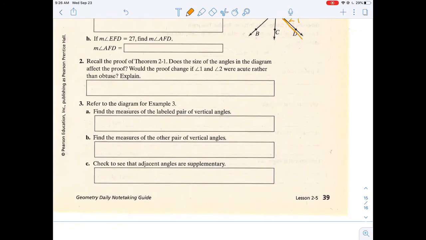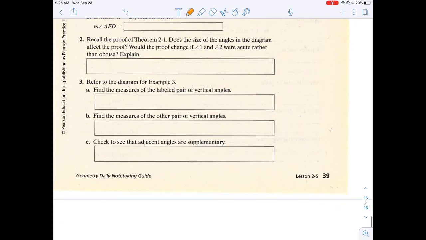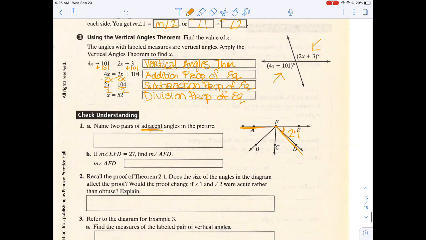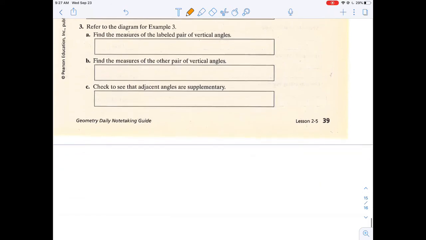Recall the proof in theorem 2.1. Does the size of the angles in the diagram affect the proof? Is changing the size of these angles right here going to change whether or not it's true? Refer to the diagram for example 3. So look up here, this diagram for example 3. Find the measures of the labeled pair of vertical angles. So you know x is 52 from example 3. Figure out what those angles are. Find the measures of the other pair of vertical angles, and then check to make sure that the adjacent angles are supplementary.